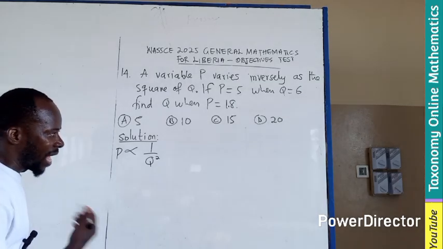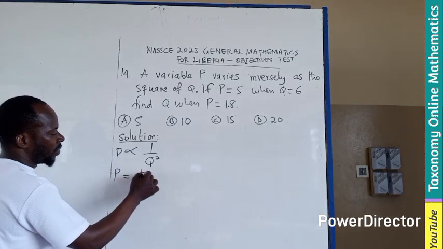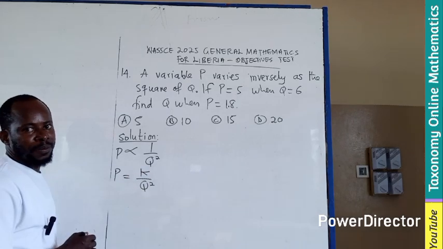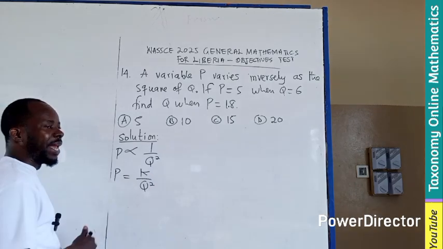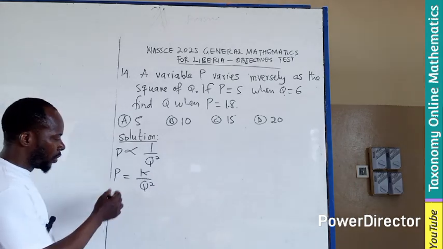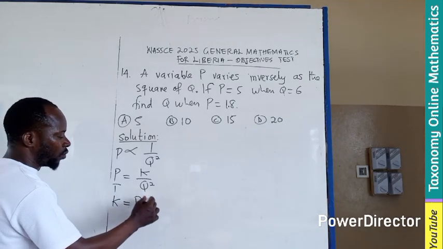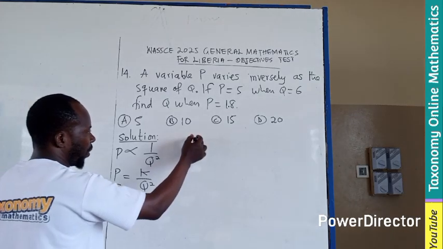Q. By an equation, we can say that P is equal to the constant of variation K divided by what? The Q square. Remember, we need to know the values of P and Q. First, the K must be known, the constant must be known. So if you cross multiply, your K becomes P times what? The square of what? The value of Q.